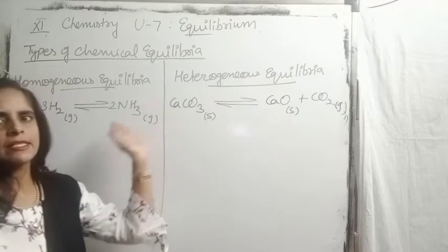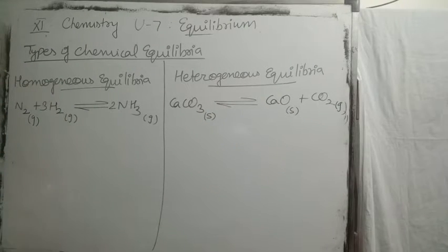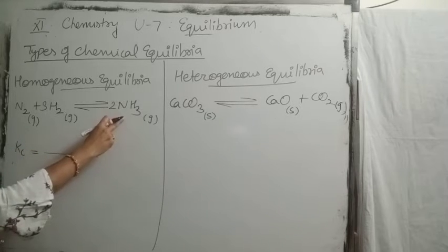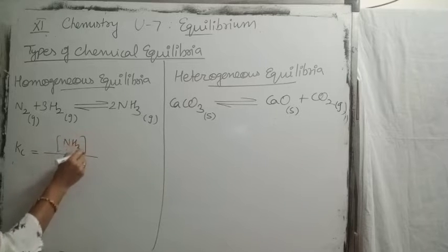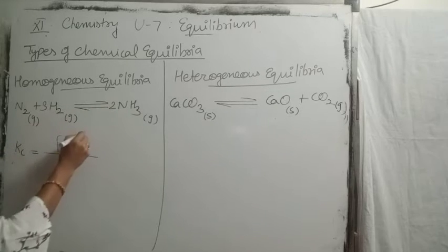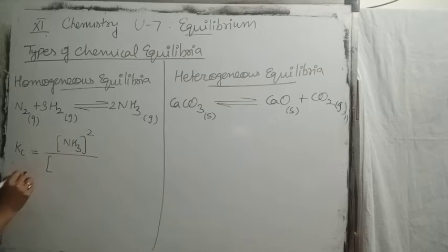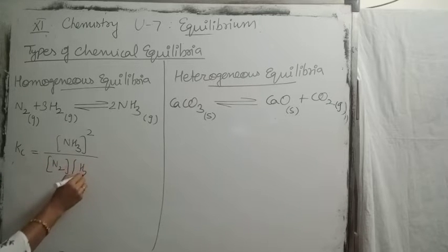Now in these cases, we can write the expression for Kp and Kc. Now how do we write the expression? We talked about it in our previous lecture. Kc is the ratio of molar concentration of products, in the product, ammonia is there, raised to the power of its coefficient. So this is squared, divided by the molar concentration of nitrogen and hydrogen raised to the power 3.